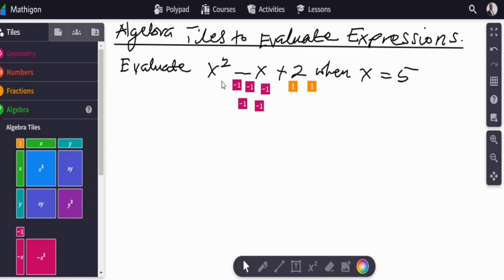Then this is where we need to pay a little more attention. X squared just means we're going to form a square of side x units, which in this case is 5. So a square of side 5 units. So let's do that quickly. Here we have our square with x units long and x units wide. So that gives us x squared, which in this case, x is 5.